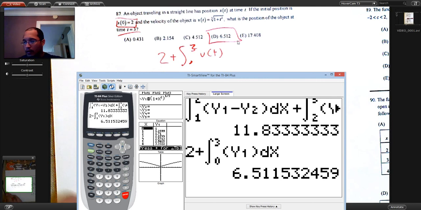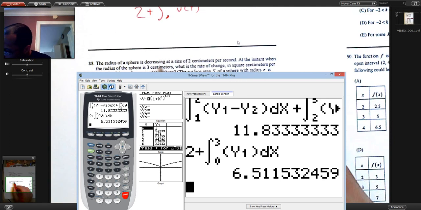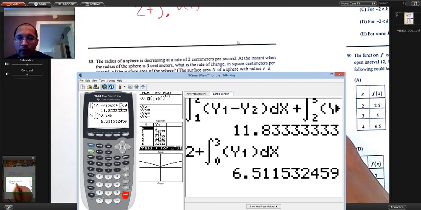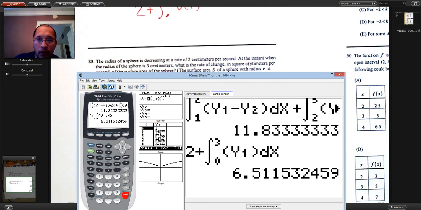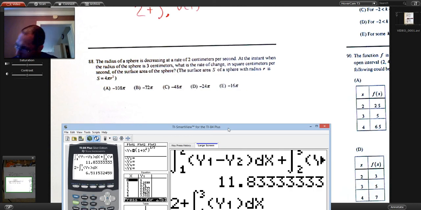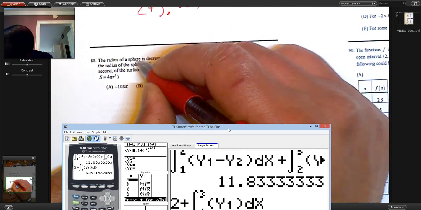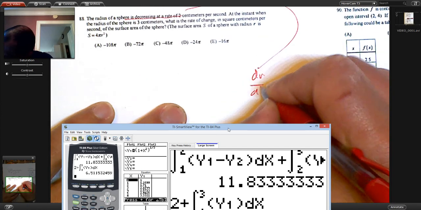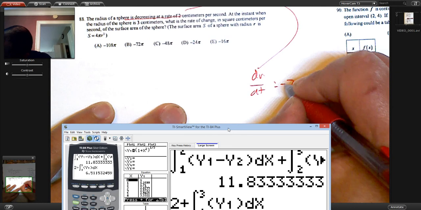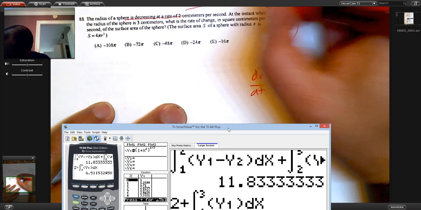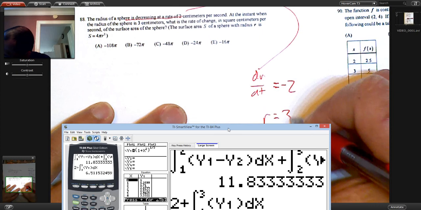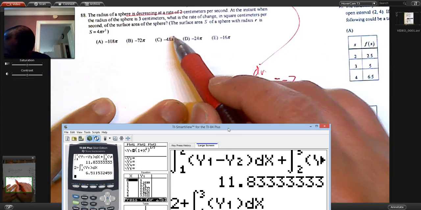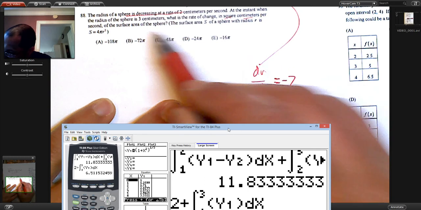Alright. Radius of sphere is decreasing at a rate of 2 centimeters per second. The instant the radius of the sphere is 3 centimeters. Now, right off here, I need to underline some important information. Radius of sphere is decreasing. Remember dr/dt? That equals negative 2, it's decreasing. The instant the radius is 3 centimeters, so radius is equal to 3. What is the rate of change in square centimeters per second of the surface area of the sphere?